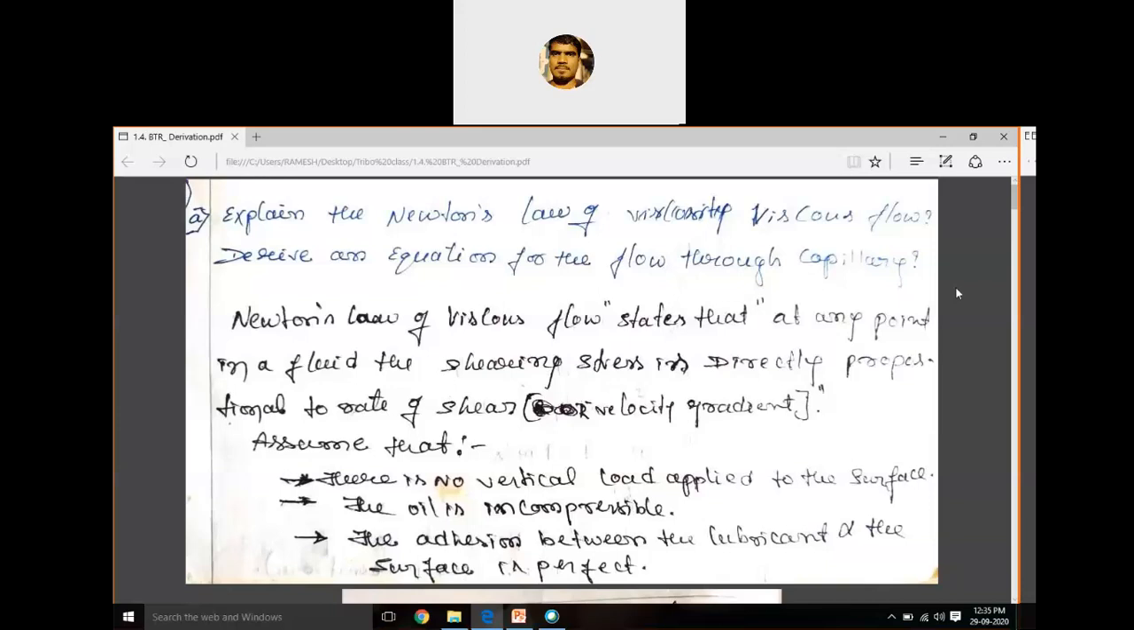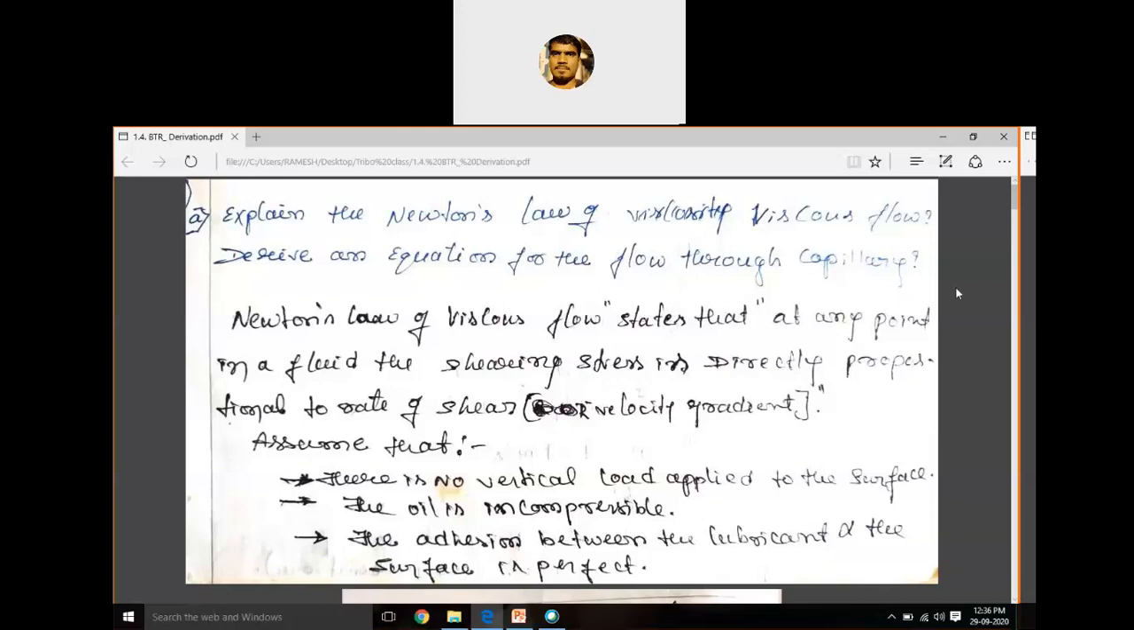So what does Newton's law of viscosity state? According to Newton's law of viscosity, at any point in the fluid, the shearing stress is directly proportional to the rate of shear, or velocity gradient. At any point in the fluid film, the shearing stress is directly proportional to the rate of shear or velocity gradient.